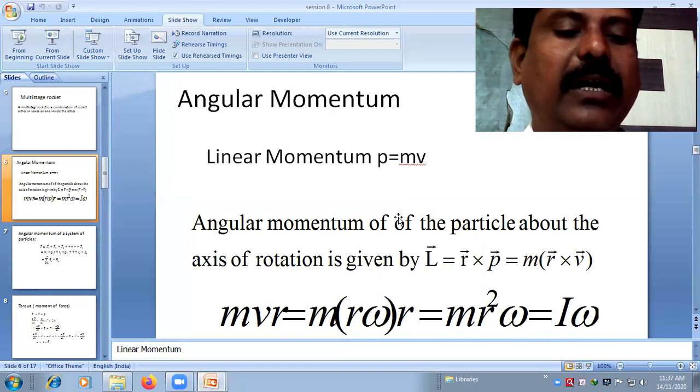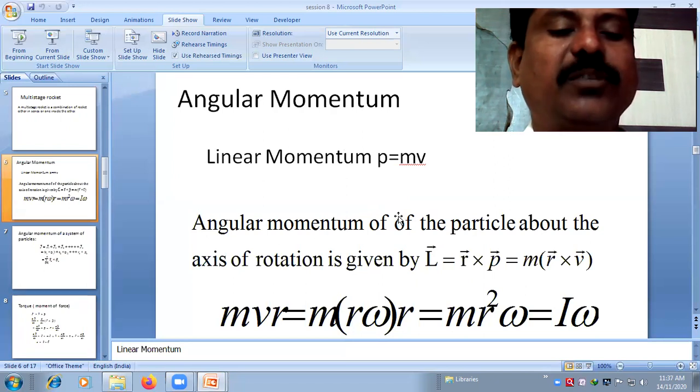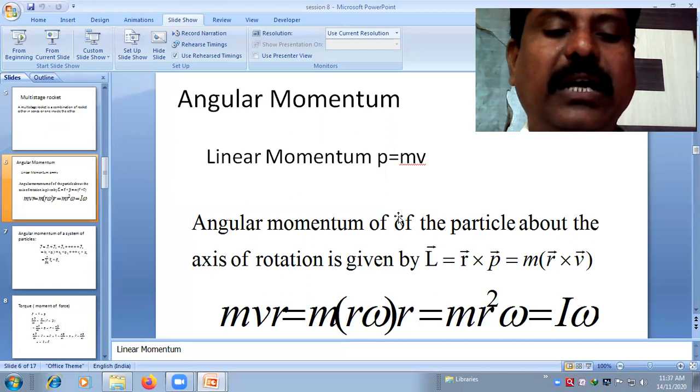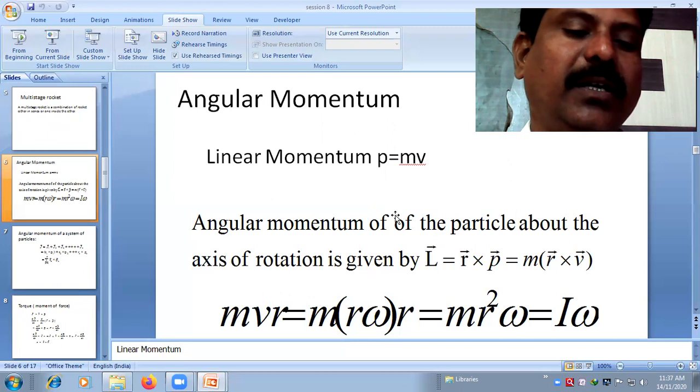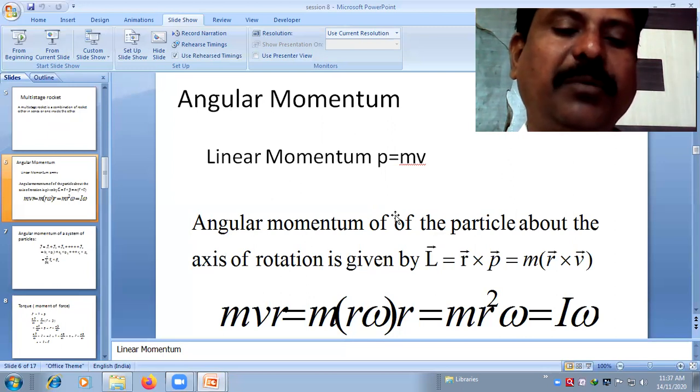How are you measuring this? It is given by the vector product of the radius vector and the linear momentum. Simple one. It is the momentum, the linear momentum of the particle about the fixed point.